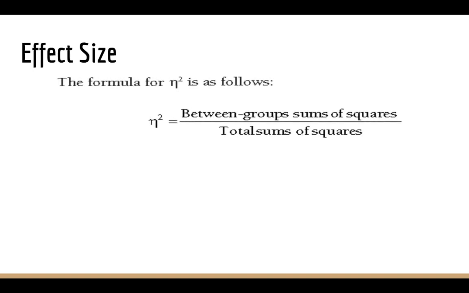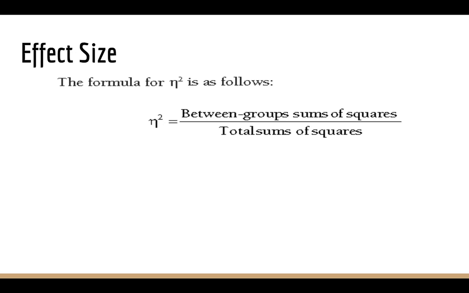So now let's talk about effect size. The effect size for an ANOVA is another Greek letter called eta, and it's eta squared. Okay, so here's the formula for that. The formula for eta squared, it's funny looking N, is between groups sums of squares divided by the total sums of squares.